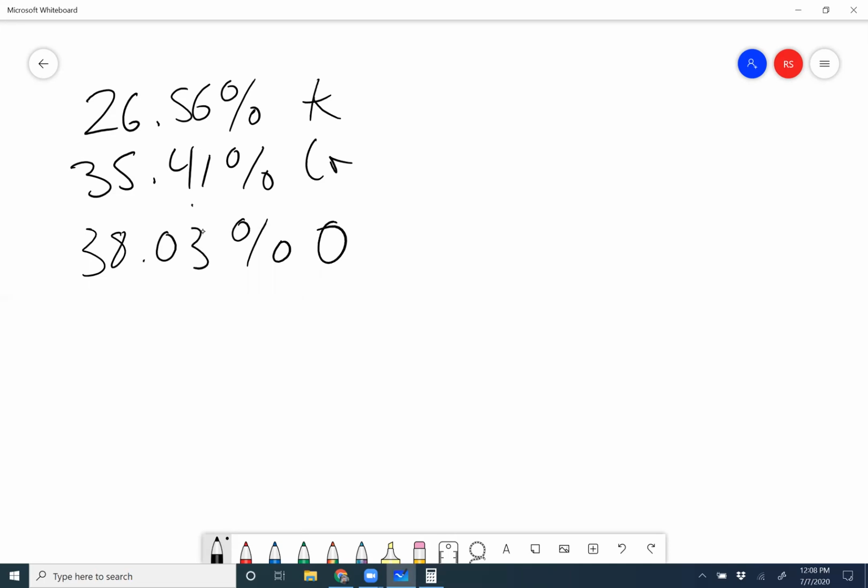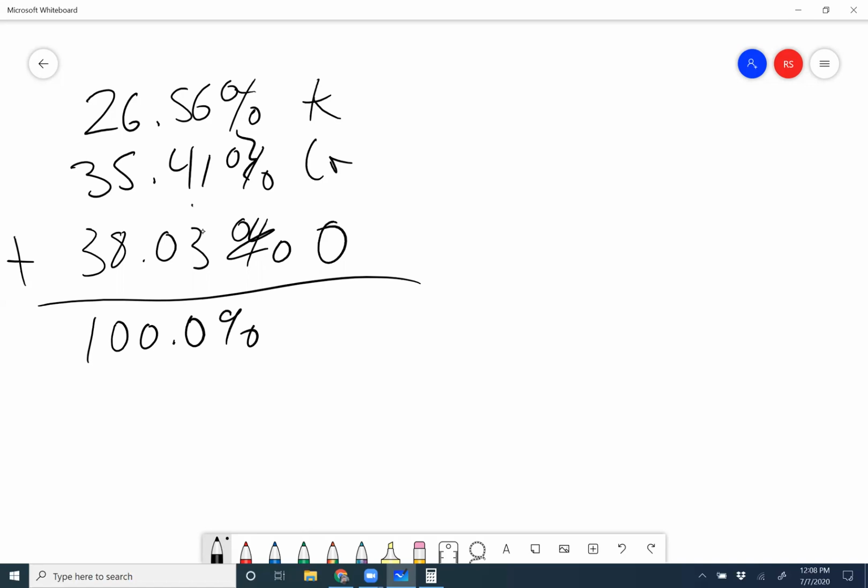So how could we figure out the formula of this potassium chromium oxygen compound? This is what's called the empirical formula. The way to do it is to assume that we have a 100-gram sample, because we're going to assume all these add up to 100%. So instead of percentages, let's just assume grams, because 26.56 of 100 grams is 26.56 percent. So we can figure out the moles.